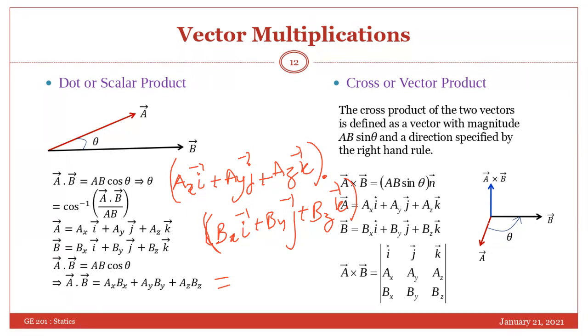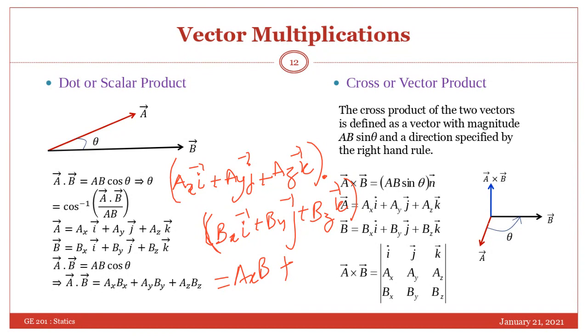So this is the 3 term and this is the 3 term. So when you start with AXI and multiply it with BXI, AX into BX will be the scalar value, and I dot I, because it's a dot multiplication, will also be 1. So your answer here will be AX into BX. Then when you multiply AXI with the second term, BYJ, it is AX into BY, but I dot J will be 0, because the angle between them is 90 degrees. So you will get nothing, 0.